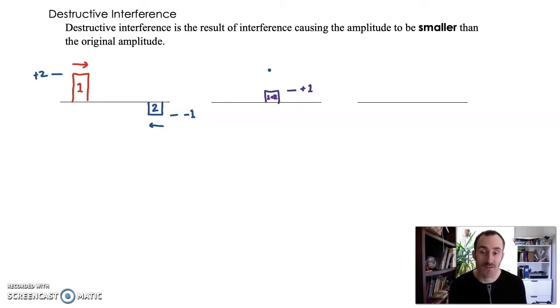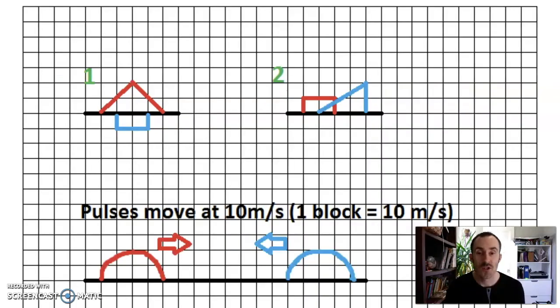Now, after they have reached the middle and passed through one another, we have the same thing happening here. Wave number 2 is still moving in the same direction it was before. It's not like they bounce off each other. And wave number 1 over here is also still moving in the same direction it was before.